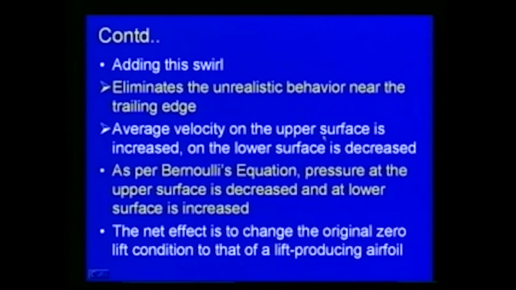So the average velocity on the upper surface is increased and on the lower surface it is decreased, and as per Bernoulli's equation we can see that the pressure at the upper surface is decreased and at the lower surface is increased. So that is with respect to the swirl effect, and the net effect is to change the original zero lift condition to that of a lift producing airfoil.